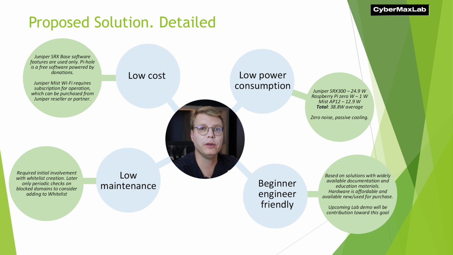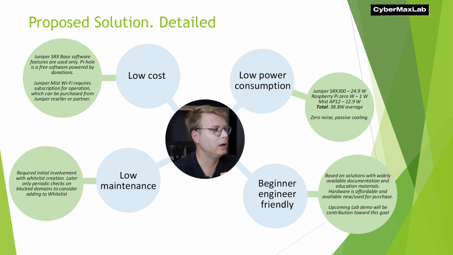Juniper Mist Wi-Fi requires a subscription. The AP which I'll be showing you today requires a subscription, but it can be purchased from a Juniper reseller or partner. Low power consumption. Juniper SRX, Raspberry Pi and AP together consume 38.8 watts on average, and they are zero noise with passive cooling. So they are user-friendly, or home-friendly.